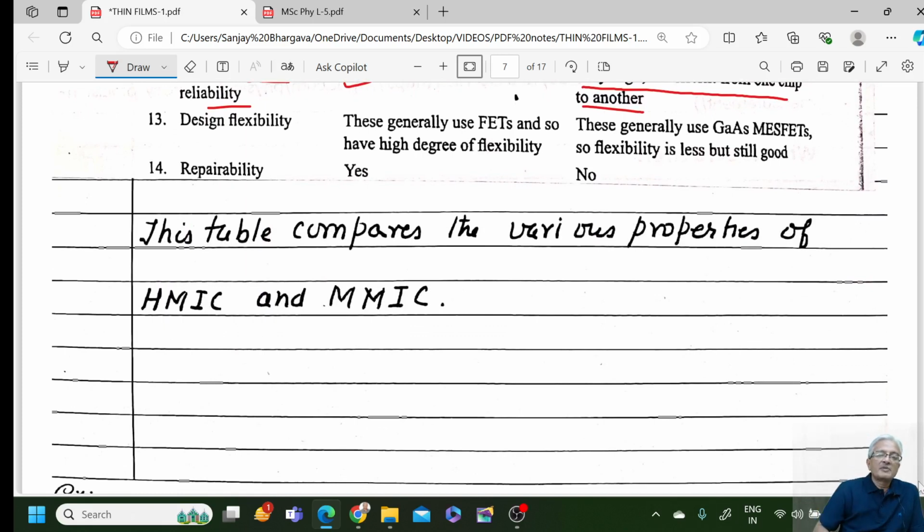Now let us compare the design flexibility. In case of HMIC, these generally use FETs and so have high degree of flexibility, while in case of MMIC, these generally use gallium arsenide MOSFETs, so flexibility is less but is still good. Repairability, yes, and in case of MMIC they cannot be repaired.